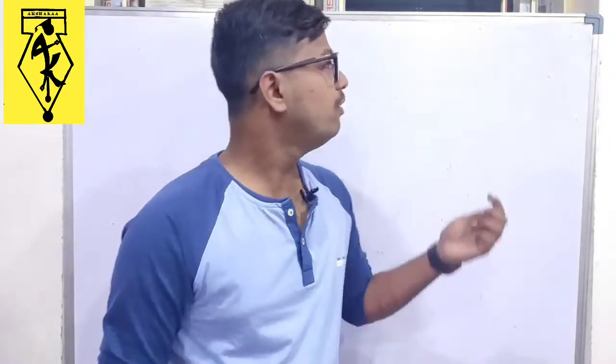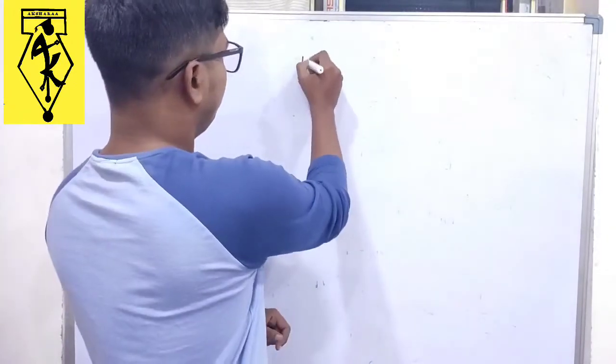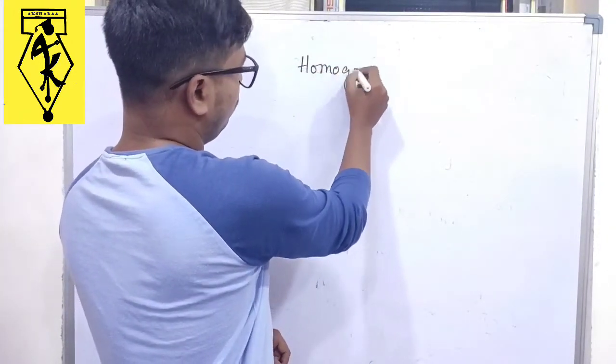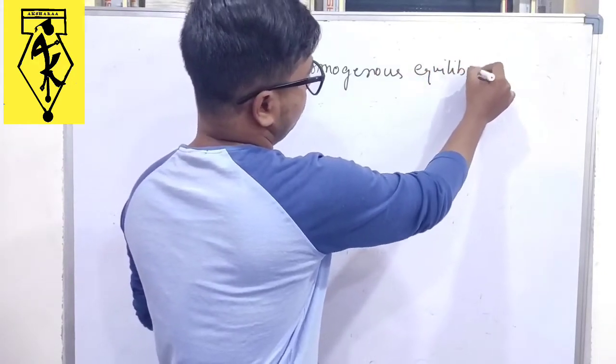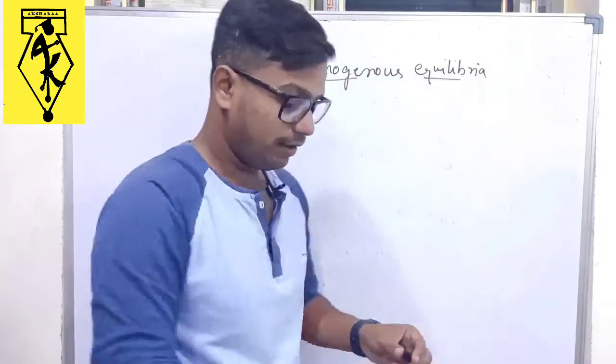So in the last video we have discussed the reaction coefficient and so on. Now we will see homogeneous equilibrium. Homogeneous equilibrium. So tell me, what is meant by homogeneous equilibrium?